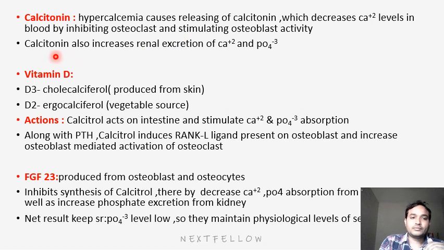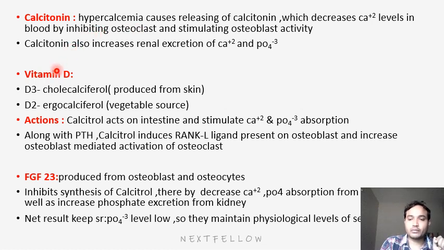Calcitonin also increases renal excretion of calcium. Because calcitonin is released when the body has hypercalcemia, the extra calcium has to be controlled. The first way is deposition into the bone, and the second way is excretion out of the body. That is the calcitonin mechanism.